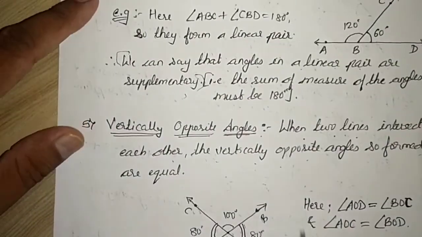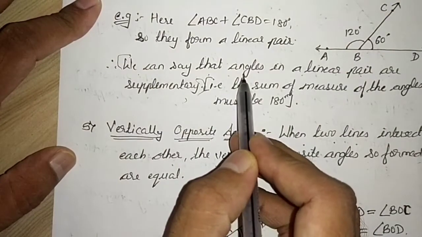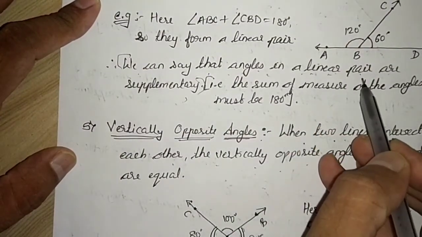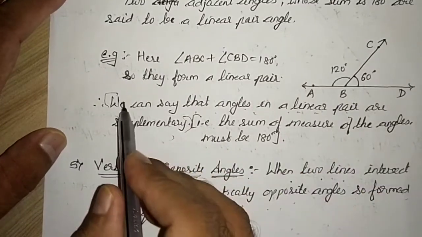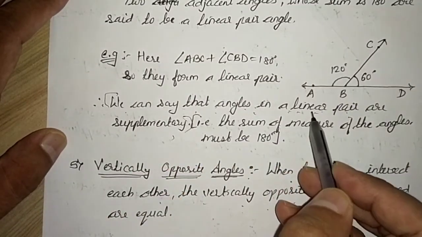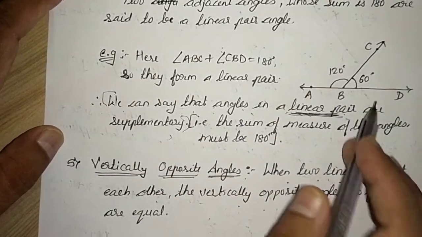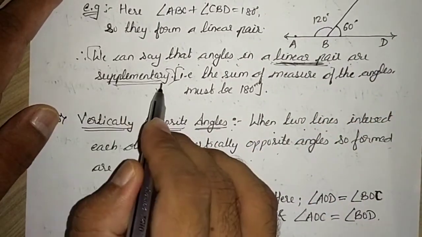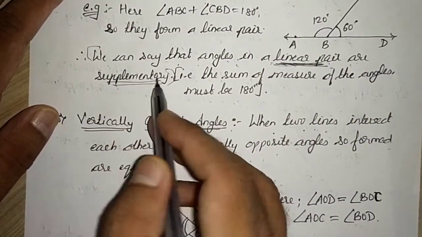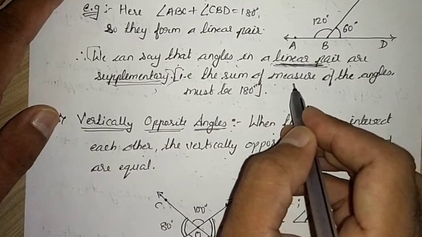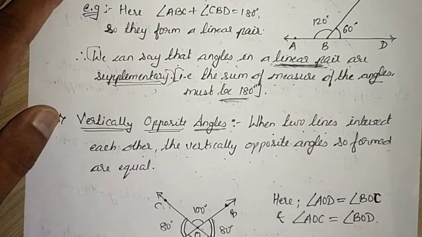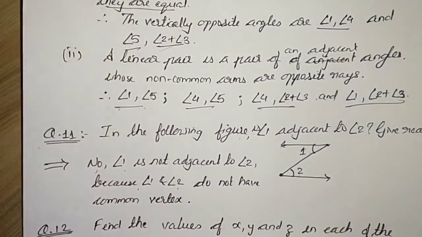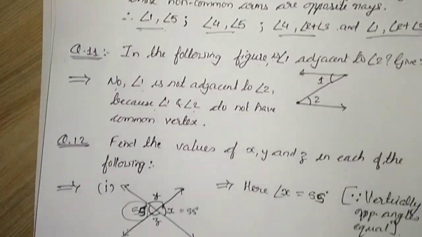Let me show you. We can say that angles in a linear pair, if they form a linear pair, are supplementary. And what does this mean? It means that the sum of the measure of angles must be 180 degrees. If they are a linear pair, then they will have 180 degrees in total.